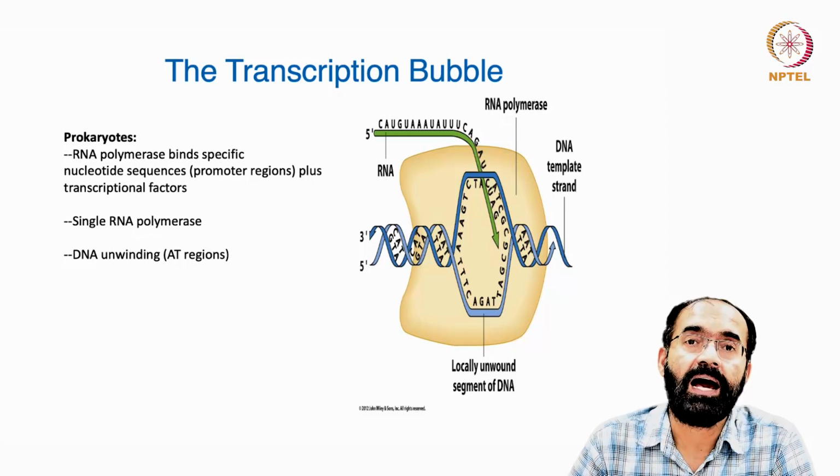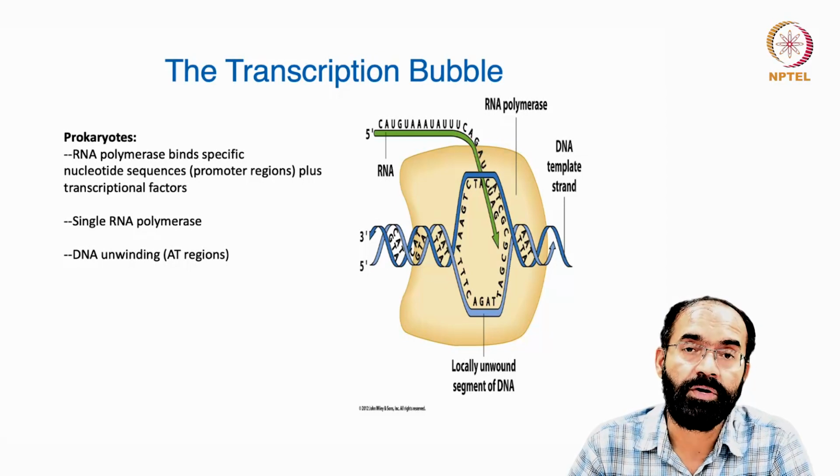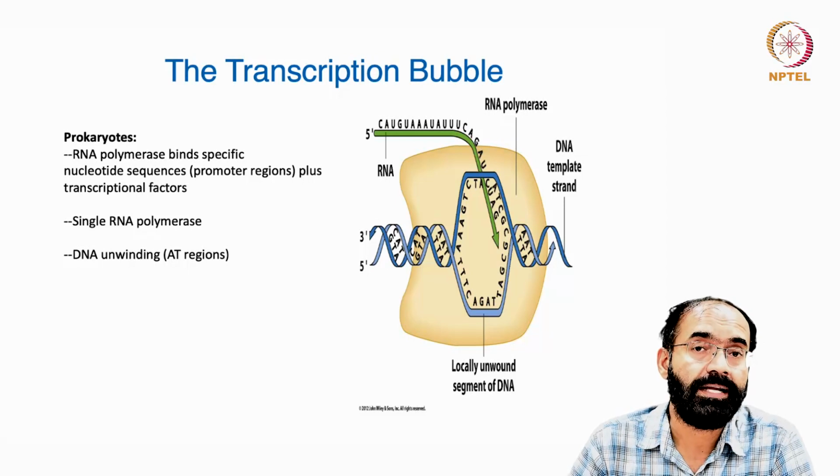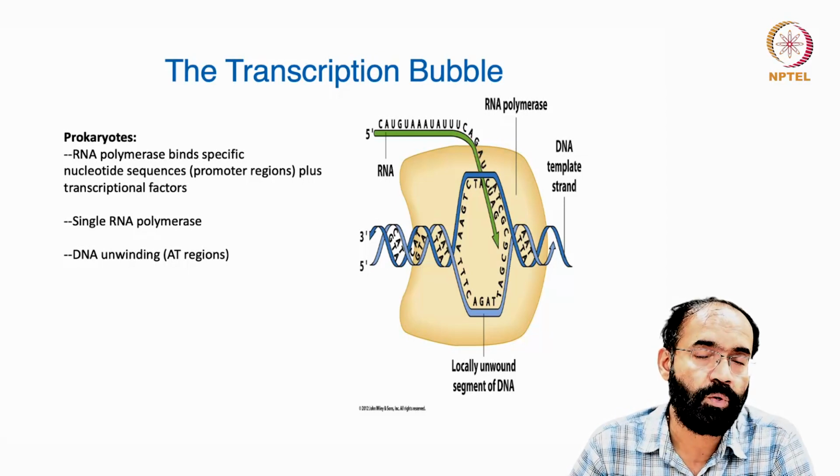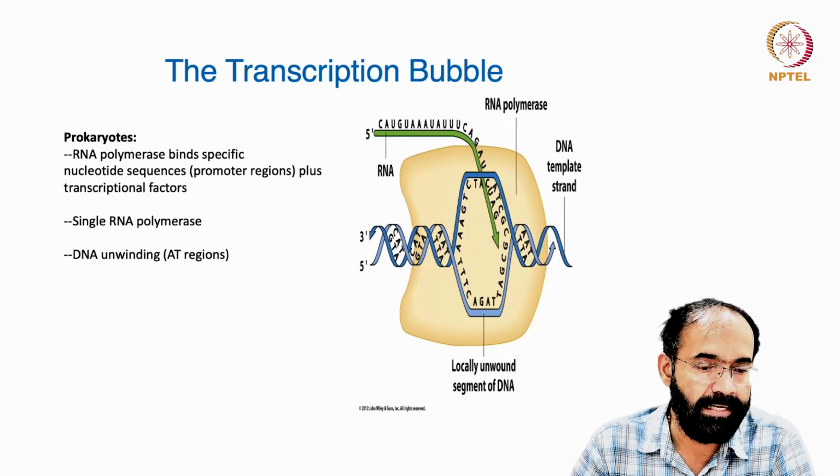And a single RNA polymerase is important. That means in eukaryotes, it may not be single. That is why in prokaryotes, we use the words single RNA polymerase. We will see that later about the eukaryotic transcription.